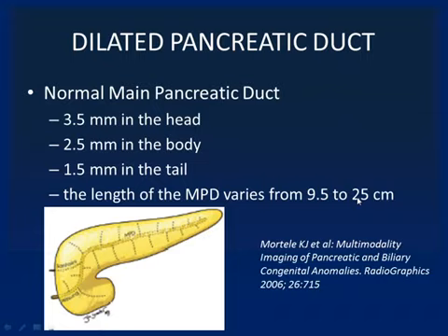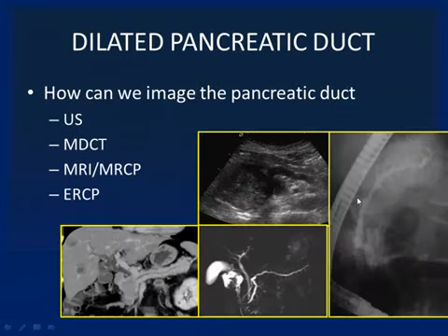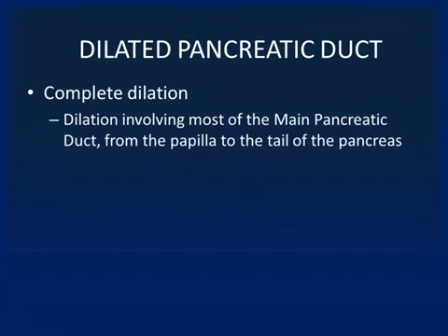to 25 centimeters. And how can we image the pancreatic duct? Well, today we have several possibilities: ultrasonography, of course, multi-detector computed tomography, MRI and magnetic resonance cholangiopancreatography, and of course ERCP. However, today the most important modality has become magnetic resonance imaging with magnetic resonance cholangiopancreatography.